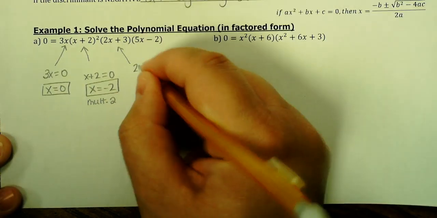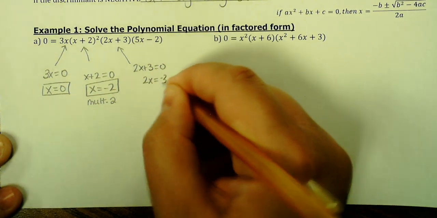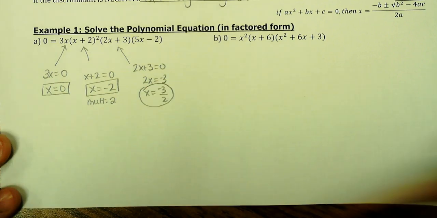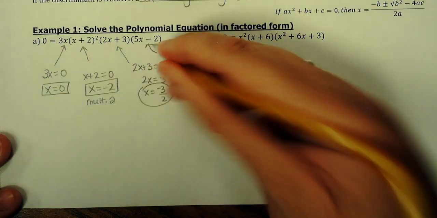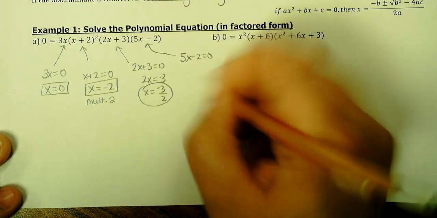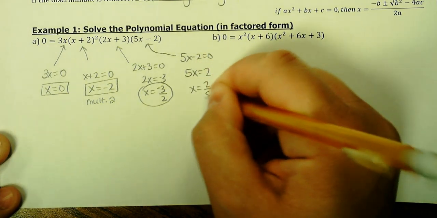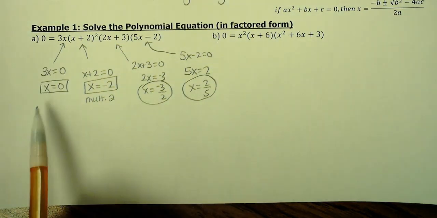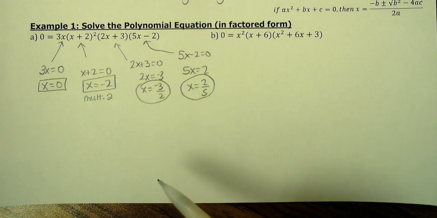Right here, 2x plus 3, set that equal to 0. I'm going to subtract 3, and then I'm going to divide by 2, so another answer there, negative 3 over 2. Don't have any exponent. And then this last piece here, 5x minus 2, set that equal to 0. I'd add 2 and divide by 5. So my final answer is 2/5. So this question has 4 different answers. This one counts twice because it has a multiplicity of 2.